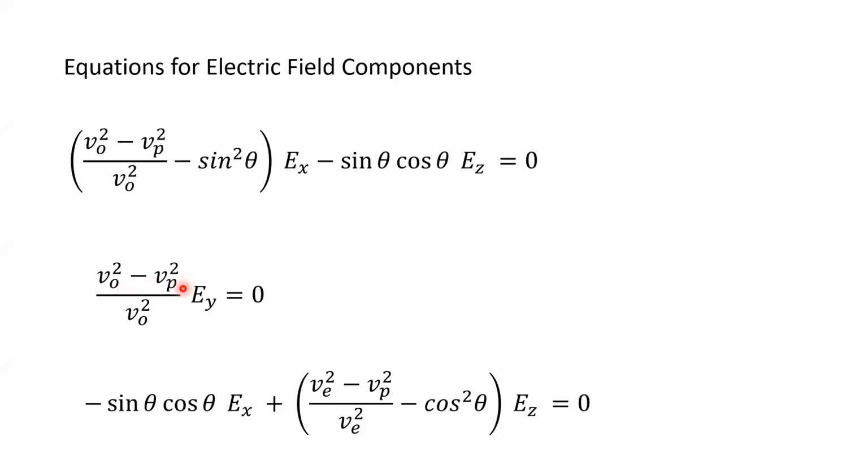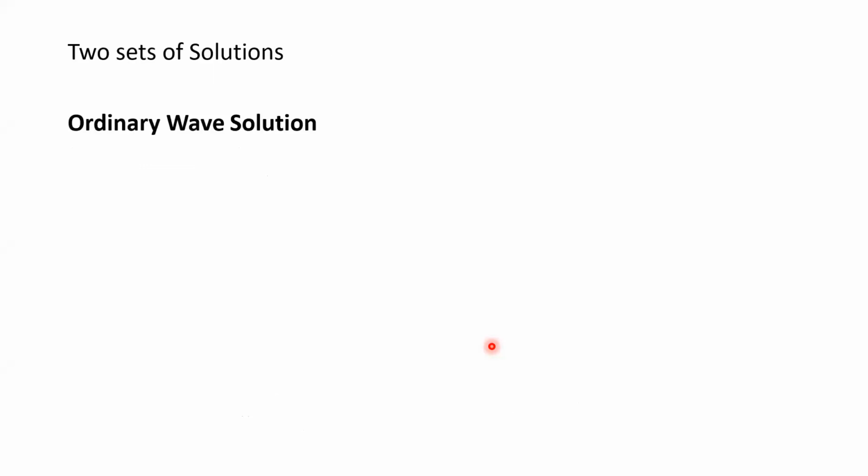And furthermore, if you put Vp is equal to V0 in these equations, you would get both Ex and Ez as 0. So there is a definite solution which has Ey not 0, Ex and Ez are 0, and Vp is equal to V0. That is one non-trivial solution to these equations. Very simple. Okay, so this solution we call the ordinary wave solution.